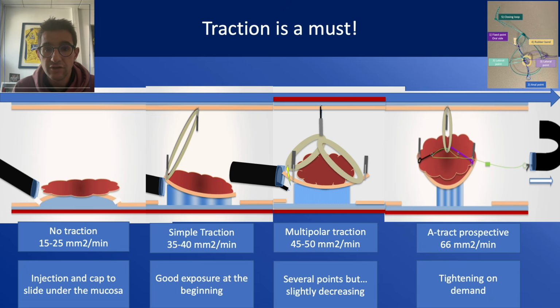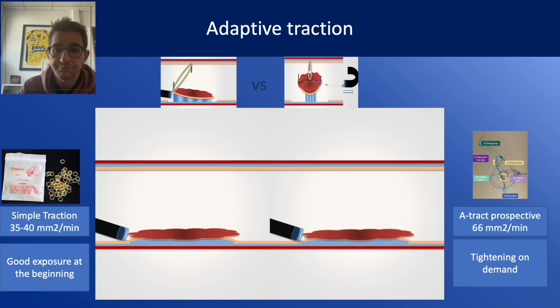Nothing without traction in my way of doing ESD, because it will increase your speed by tracting all the mucosa to the opposite side and by tracting all the submucosa. And therefore, when you tract the submucosa to the opposite side, you have more density of fibers per unit of surface, and therefore each spike of the knife will cut more fibers.